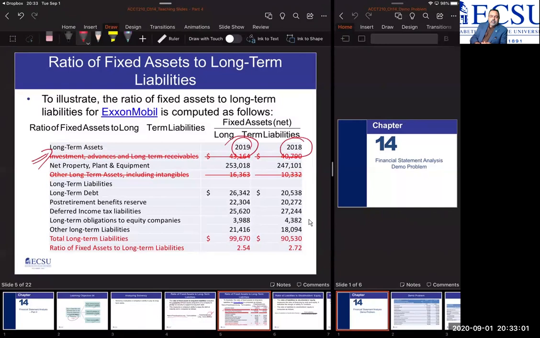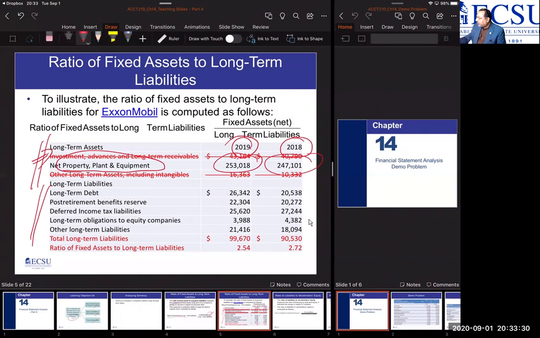So we will be taking the long-term assets, and that would basically be the property, plant, and equipment, net of depreciation. So we have 253,018 million for 2019, and 2018 was 247,101 million. And this is the numerator side, and on the denominator side, we take the long-term liabilities.